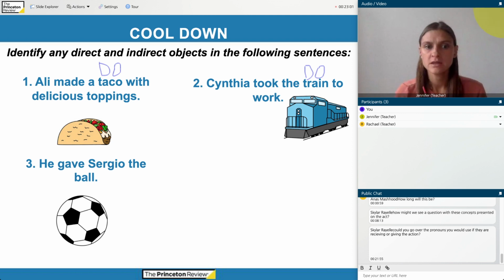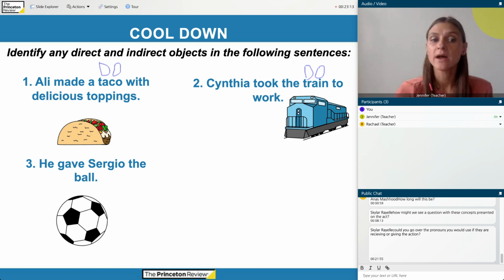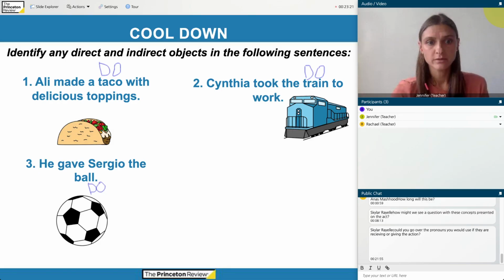Number 3, he gave Sergio the ball. So your subject is he, gave is your verb, gave what? Gave the ball. So the ball is your direct object. And did somebody get it? Yes, Sergio got the ball. So Sergio is the indirect object.